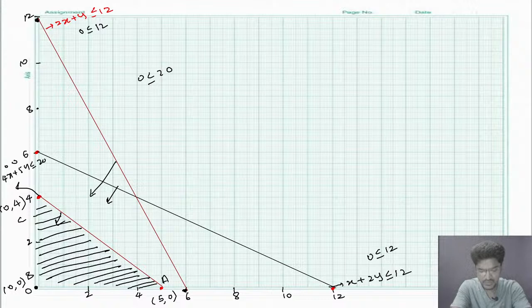So once cross verify the graph. After the class also you can cross verify the graph, no problem, and you can check your answers. Clear? So now we shall go for the next problem.